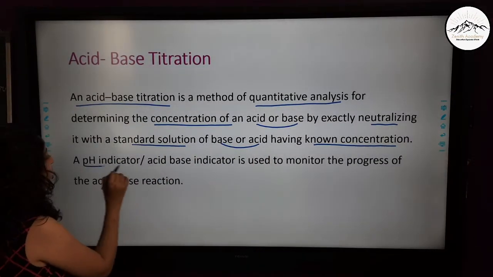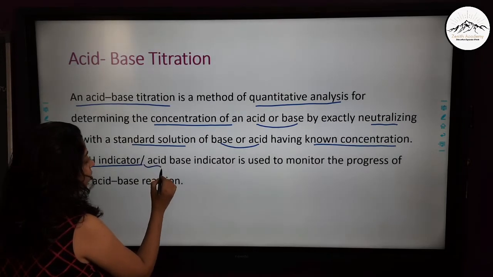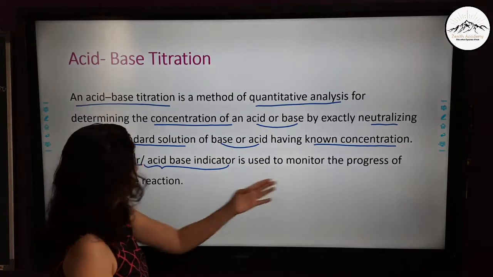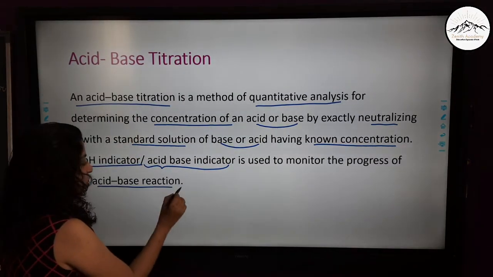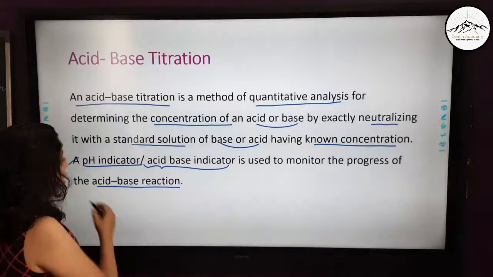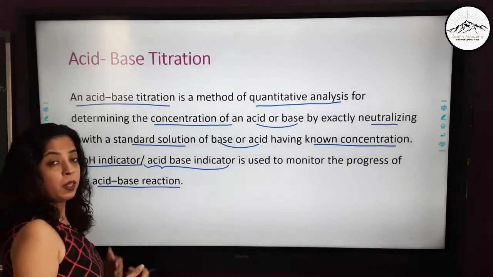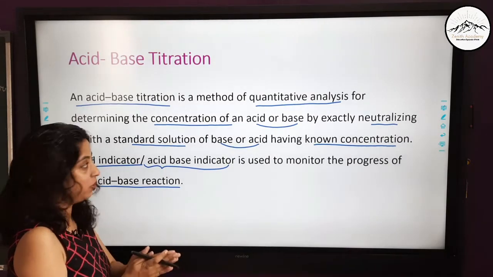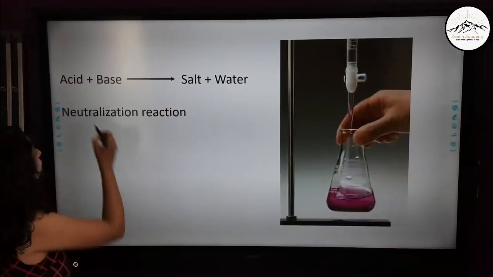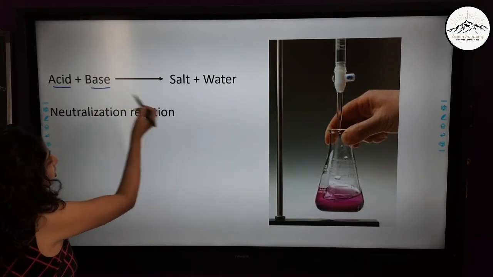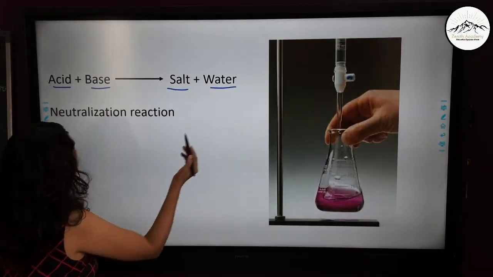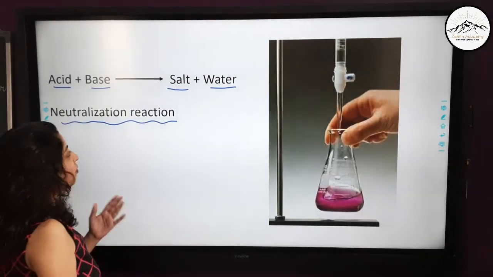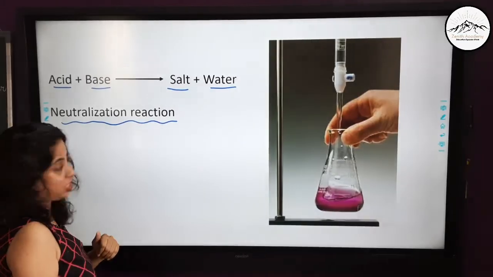Now a pH indicator, or we can name it also as acid base indicator. So an indicator is used to monitor the progress of an acid base reaction. When we go ahead, I will tell you how the indicator will help in checking the progress, whether the reaction is still not complete or when it is complete. So let us go ahead. We all know that when acid reacts with base, it forms salt and water, and this reaction is known as a neutralization reaction. So here we will make use of the neutralization reaction.